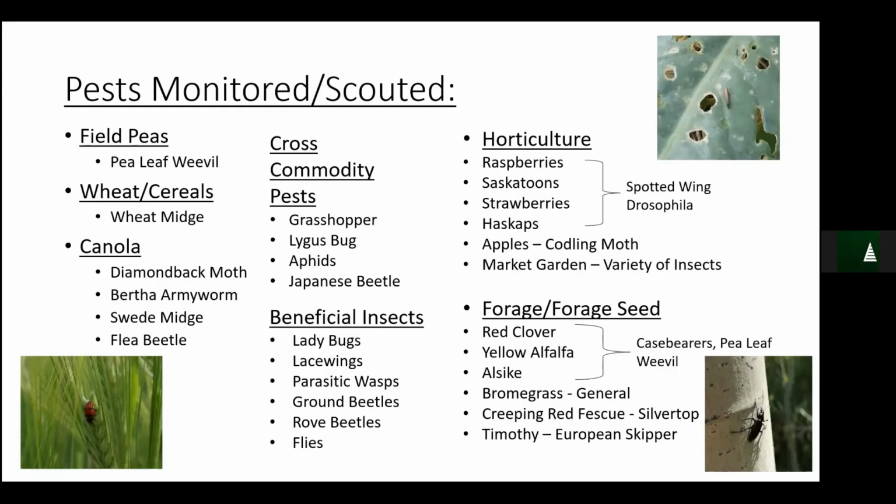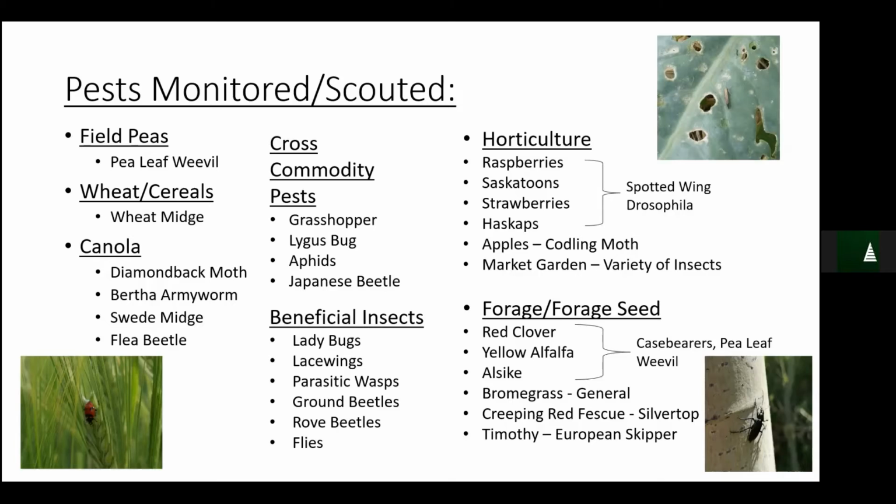Wheat midge is a big one up in the Peace region that we look for. In wheat and canola, you can see there's quite a bit. It's a pretty high price commodity, so the BC grain producers have us looking for a lot, and a lot of the data that we collect also goes into the Prairie Pest Monitoring Network, which is a Western Canadian project through the federal government. We also have some cross commodity pests: grasshoppers, lygus bugs and aphids are ones that we look at too. And then we do a bit of Japanese beetle monitoring.